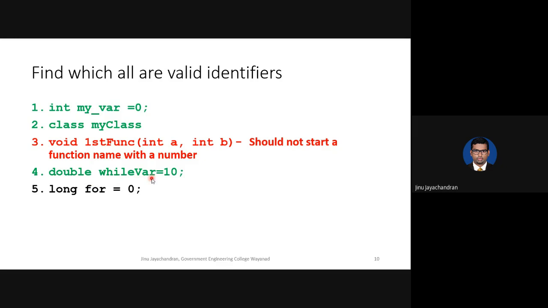Double whileVar equal to 10. This is totally fine, because although there is while, it is combined with another word. You cannot have while standalone, but you can have while with another alphabet or words combined. This one, long for equal to 0.